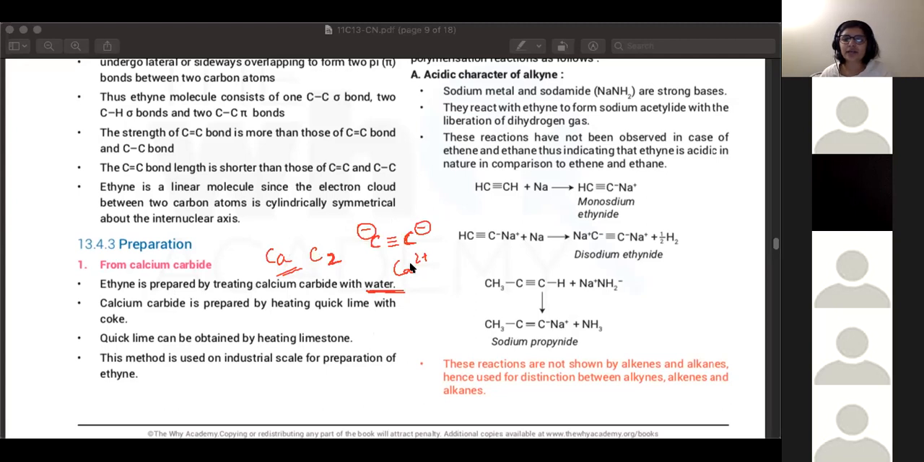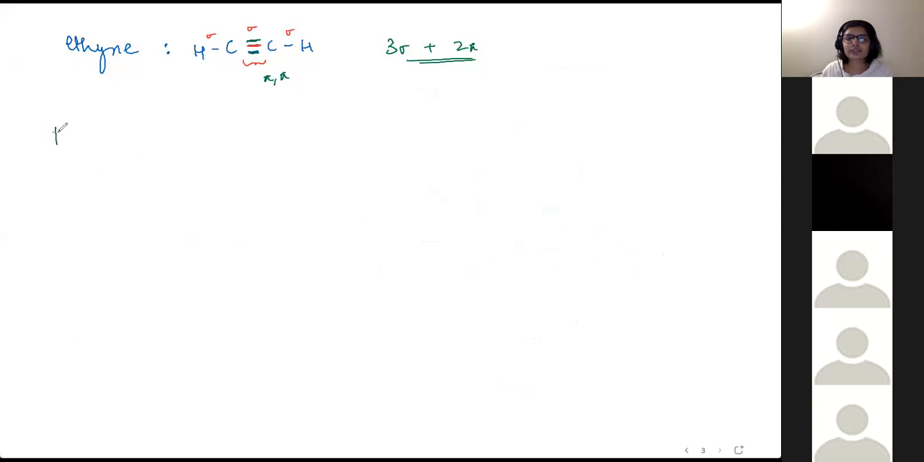How you get calcium carbide is when you heat quicklime with coke. All right. So these are the steps of preparing calcium carbide. The first one is industrial preparation. When it comes to industrial preparation, you need to prepare it on a large scale with minimal raw materials, or at least easily available raw materials.